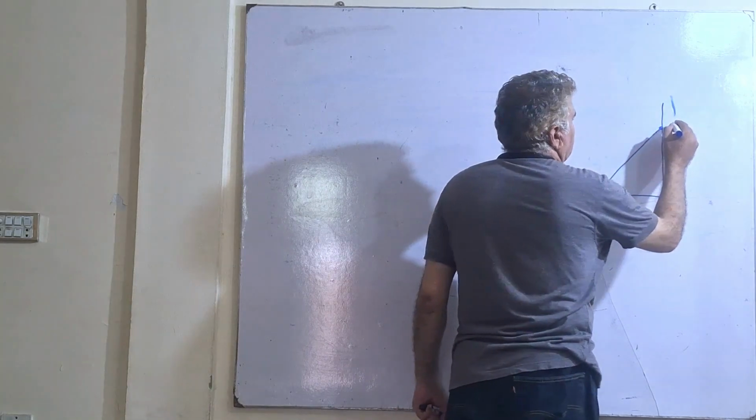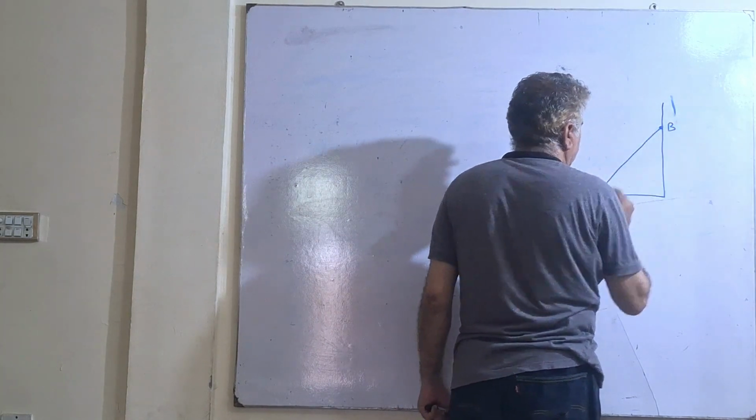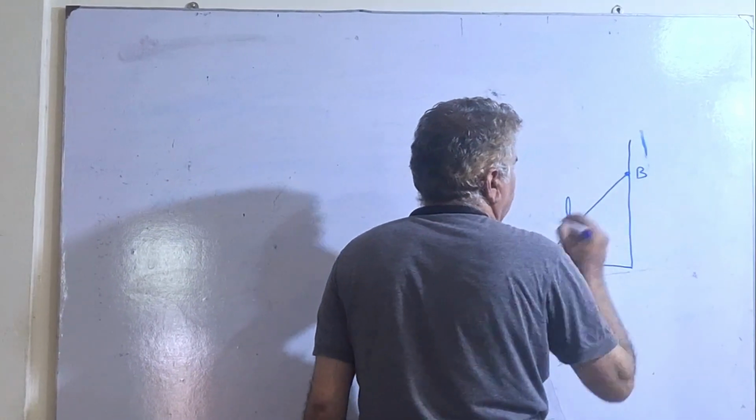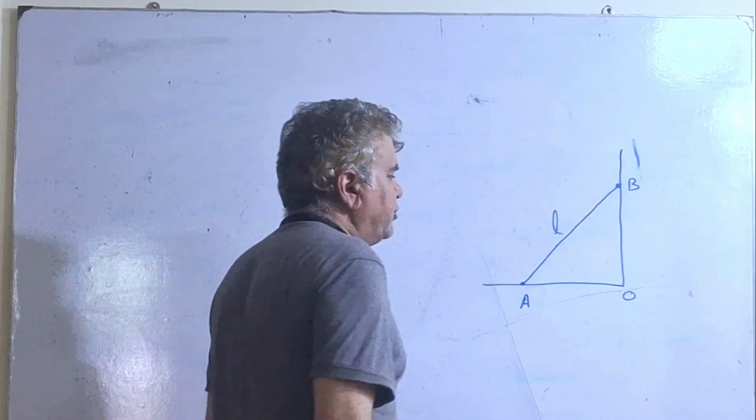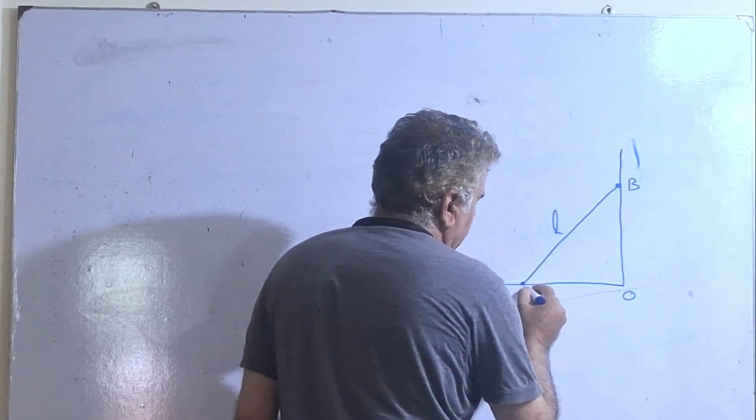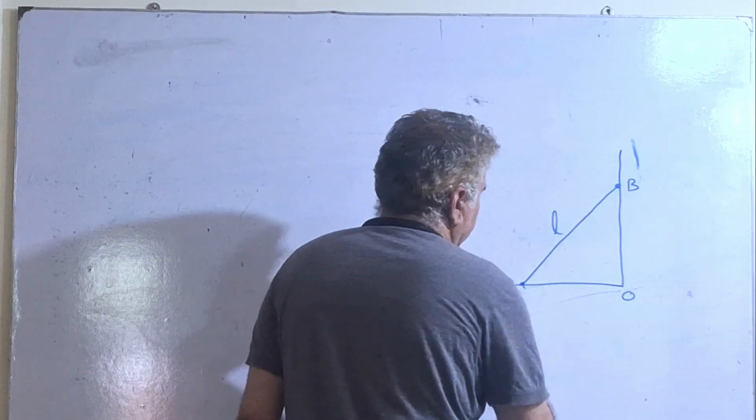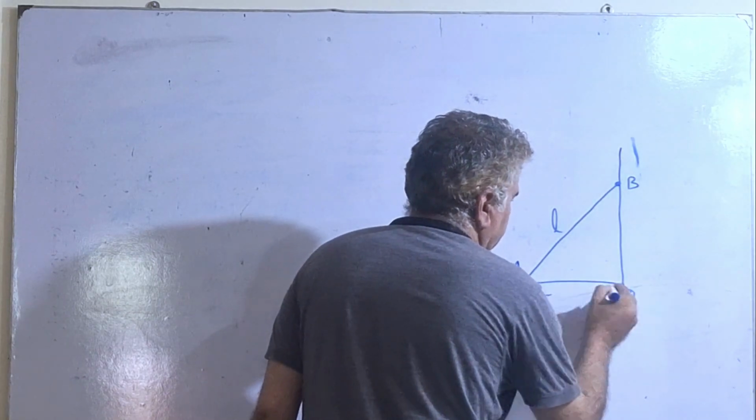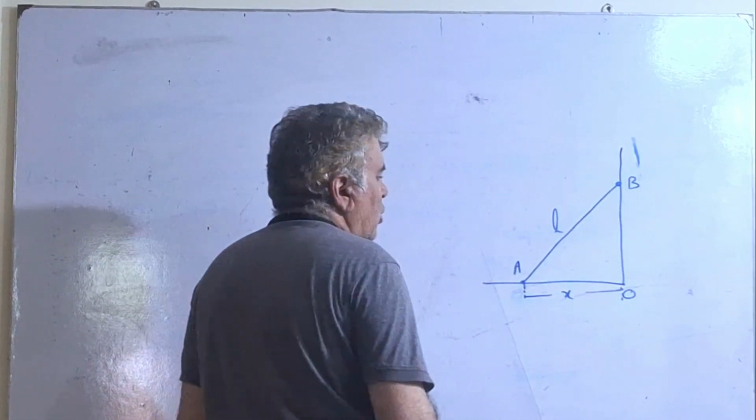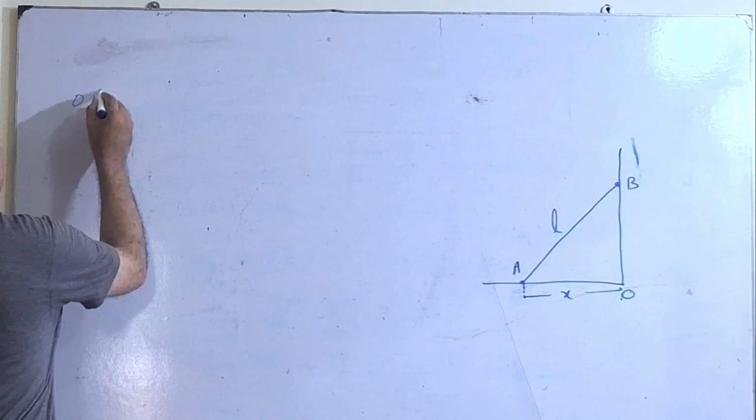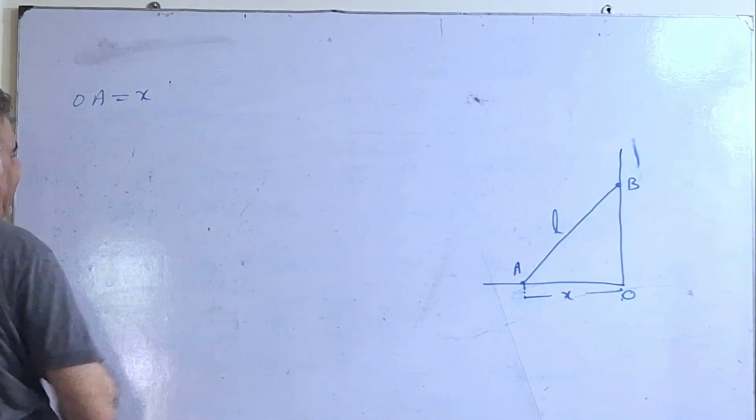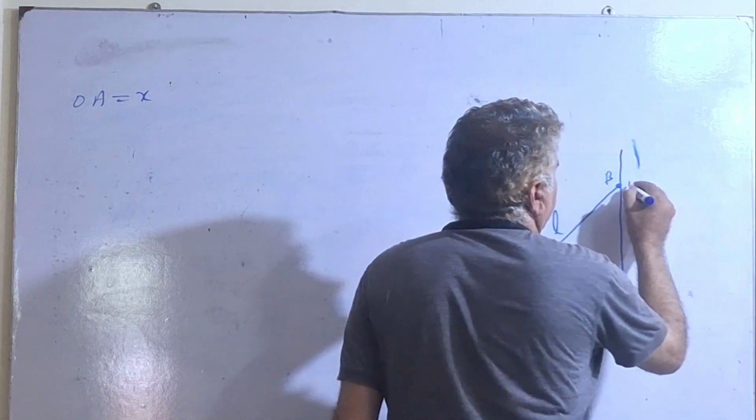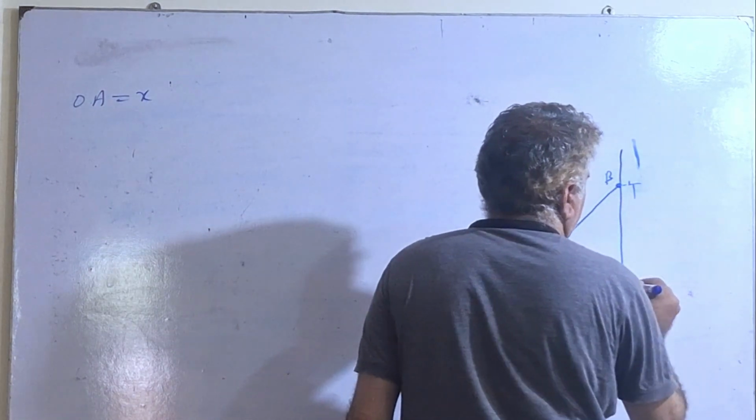This is a rod, and let me represent this point B and this point A, and let L be the length, and let me call this the origin. Let me put the A over here, and the distance OA is x. And similarly, let me put B over here, and this distance is y.